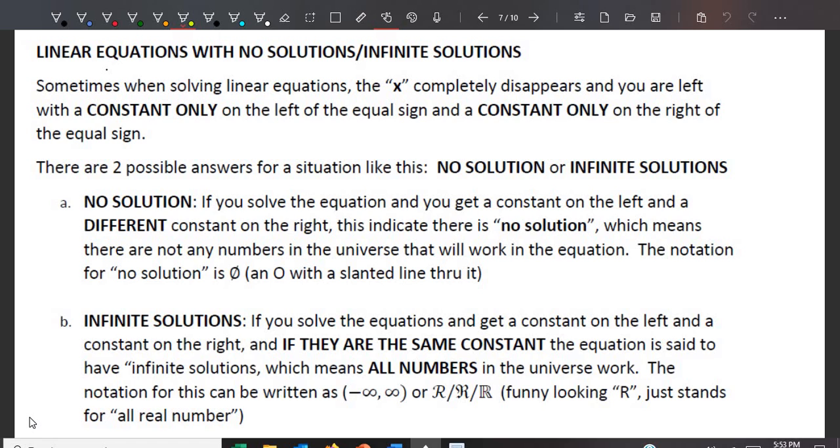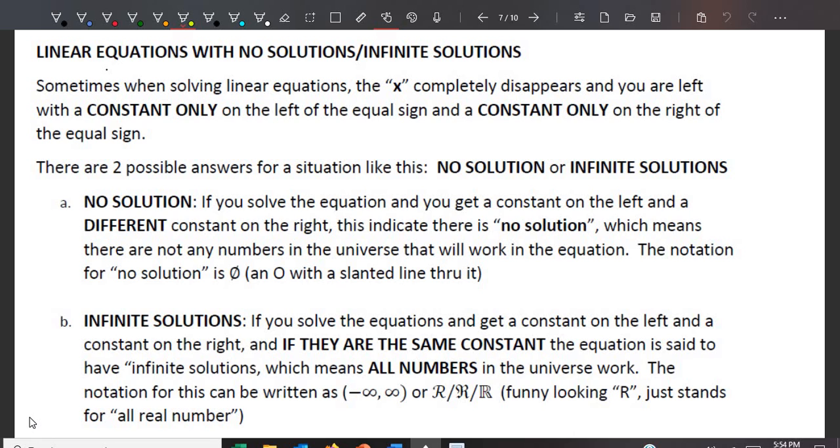Now, I want to talk about some equations that have strange answers in the sense that it doesn't look like the other problems. Some of our equations will end up having no solutions, or it will have an infinite number of solutions. Now, there's only one way to tell if you've got one of these situations, and that's if the x completely disappears from the problem. I mean, it goes completely away. You don't have an x on the left and you don't have an x on the right. The only thing you're left with is a constant and a constant with an equal sign in between.